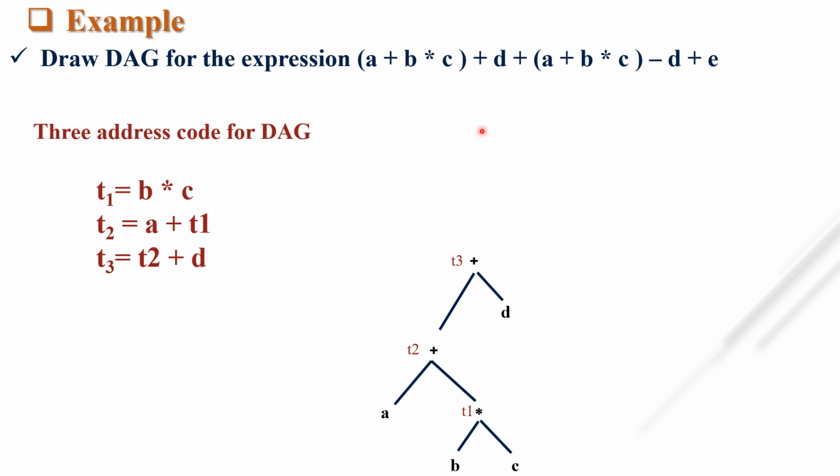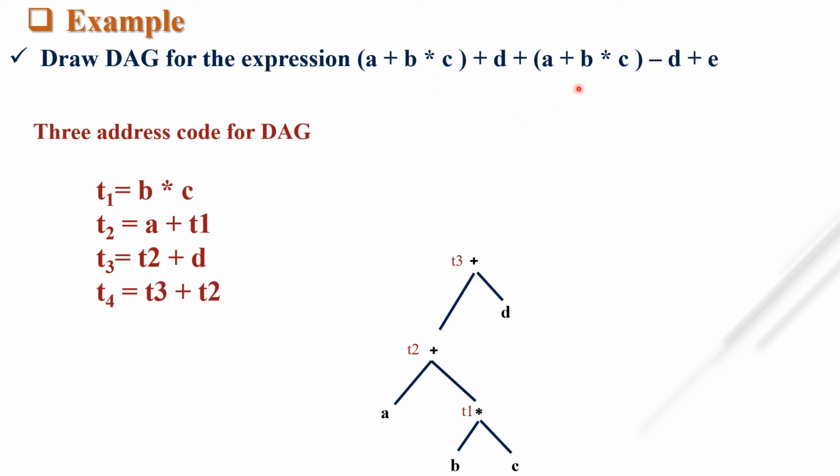As we see here, A plus B into C is a common sub expression which will be eliminated in the DAG. Let's see how. Which sub expression will be evaluated next? This B into C, and then it will be added with A. This is already done in T2. So what is our T4? We have to add this T2 with this one.